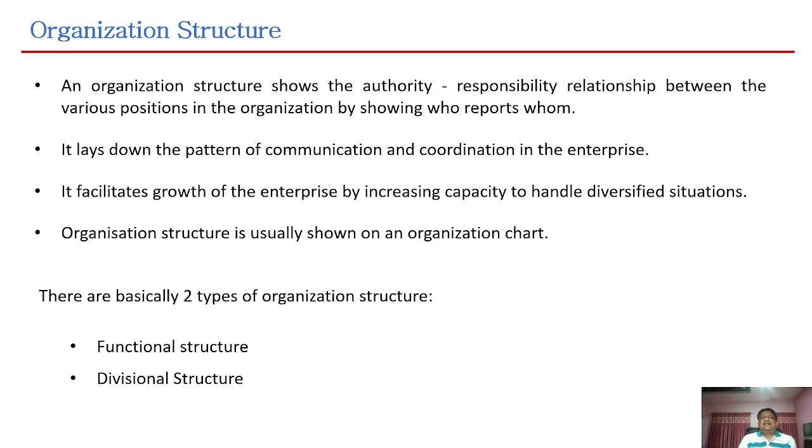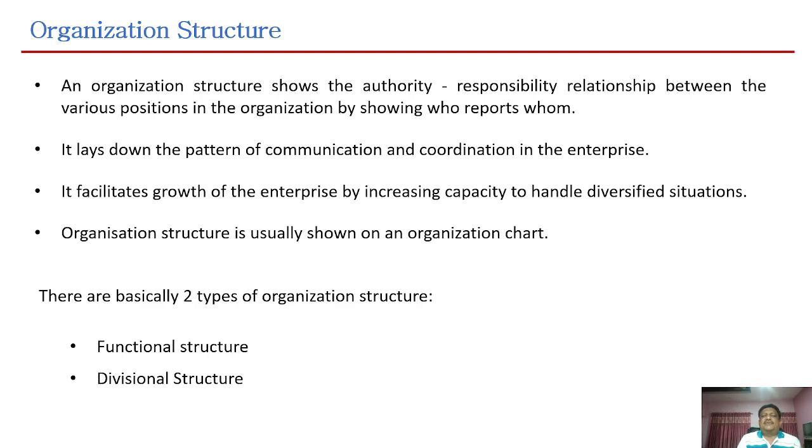Now we will move towards the next part, that is organization structure. An organization structure shows the authorities, responsibilities, and relationships between the various positions in the organization by showing who reports to whom. Means what exactly is the structure of this organization which we are having. It lays down the pattern of communication according to the enterprise. Means what different positions are there, who has to give instructions to whom, and how the hierarchy is given.